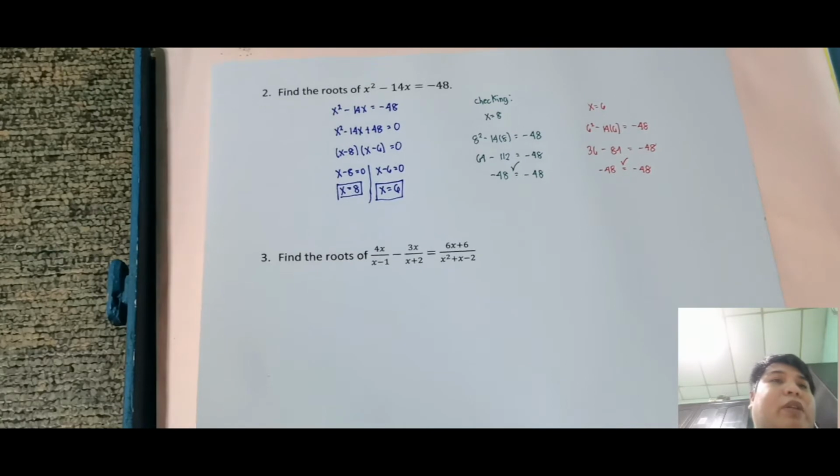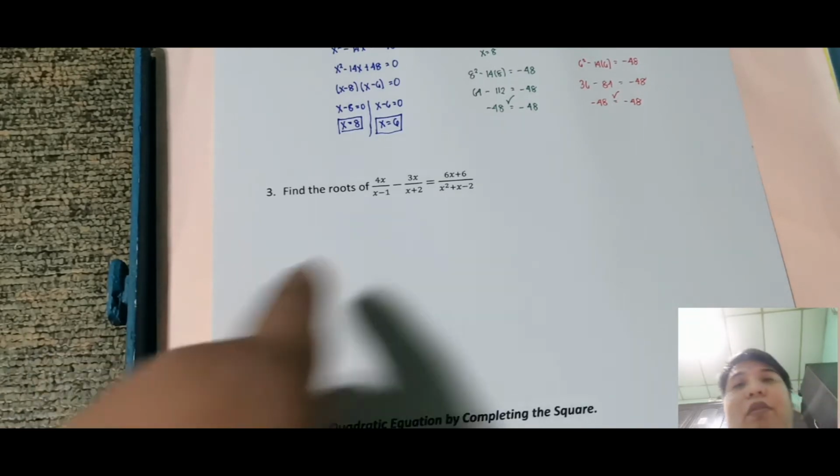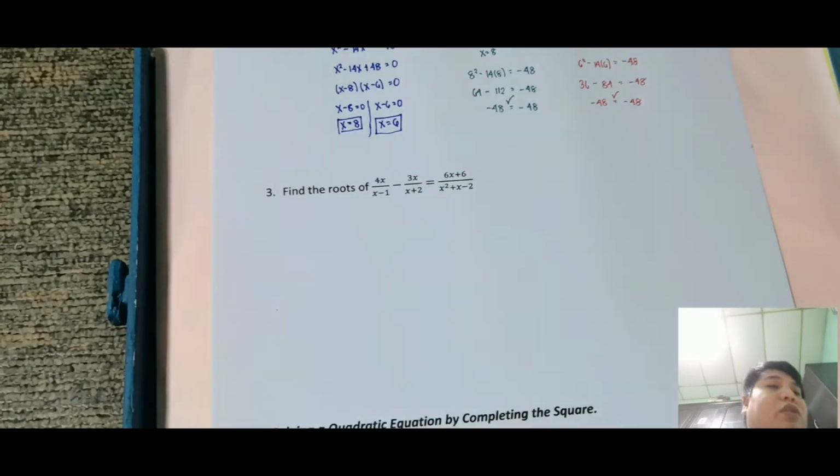Okay, so let's have number 3. Find the roots of 4x over x minus 1 minus 3x over x plus 2 is equal to 6x plus 6 over x squared plus x minus 2. Okay, so kung napansin mo, ang gagawin natin dito, i-reduce muna natin siya. Kumbaga, i-simplify natin siya. So, i-multiply natin siya sa LCD niya.